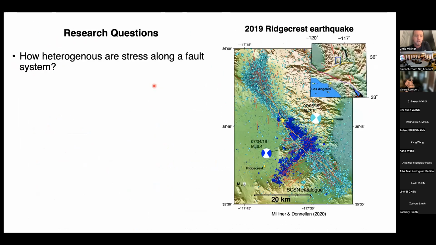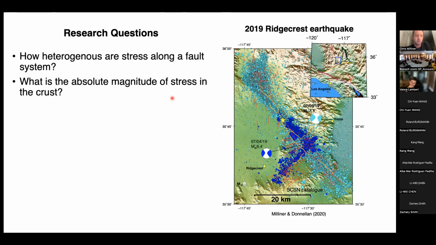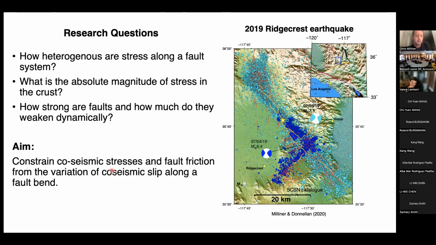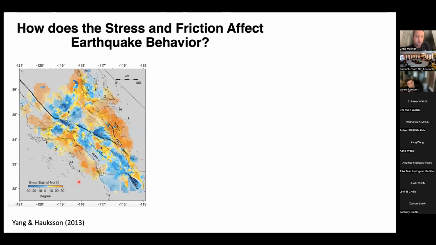And so what we want to try and do with this data set is try and answer some specific questions, which is how heterogeneous are stresses along a fault system? Can we use them to say something about the absolute stresses in the crust, and how strong are faults and how much do they dynamically weaken? And so the idea here is to use these 3D slip vectors to constrain the stress state, the initial stresses, and then the fault friction. So I'm going to talk about how we do that.